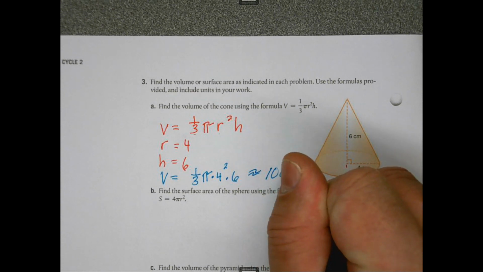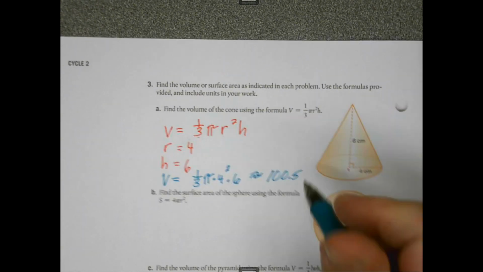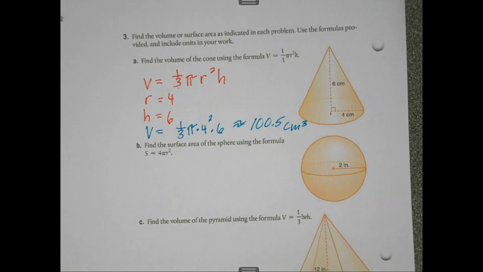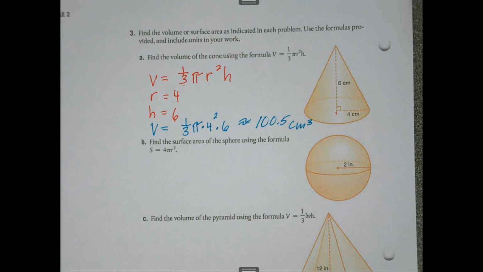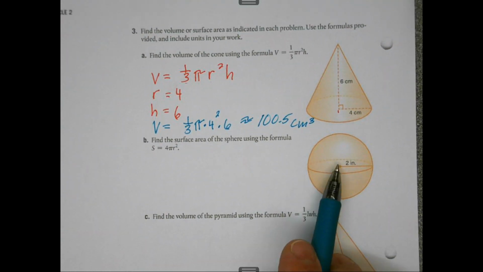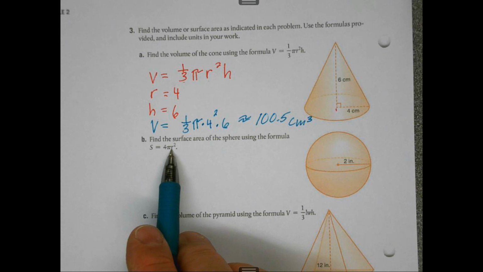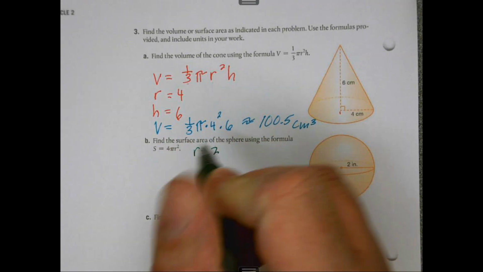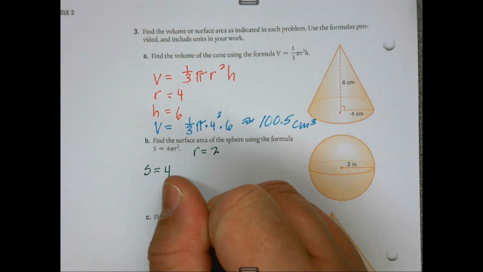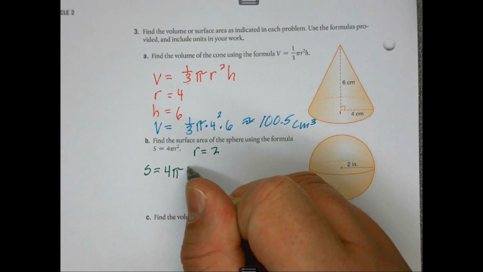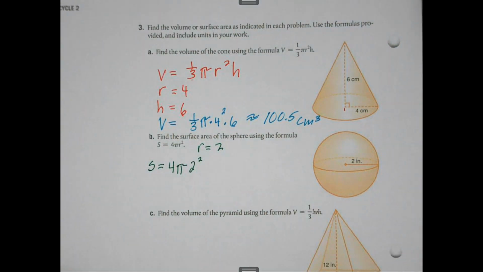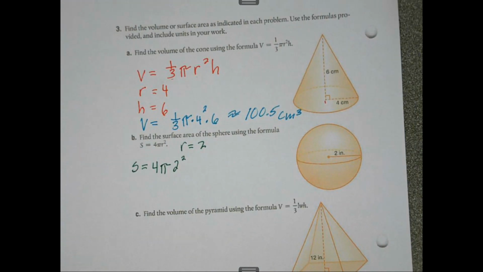Okay, B for the sphere. It's the same thing, my radius, here's the formula. I need pi, and so the only thing I need here is my radius, which is 2. So my sphere equals 4 pi 2 squared. Put that in my calculator. And I get approximately 550.2 inches cubed.